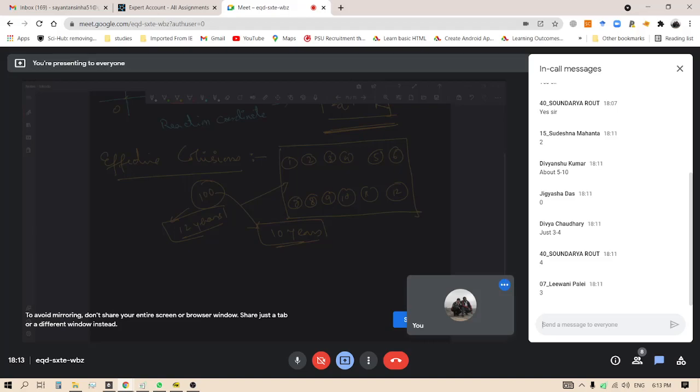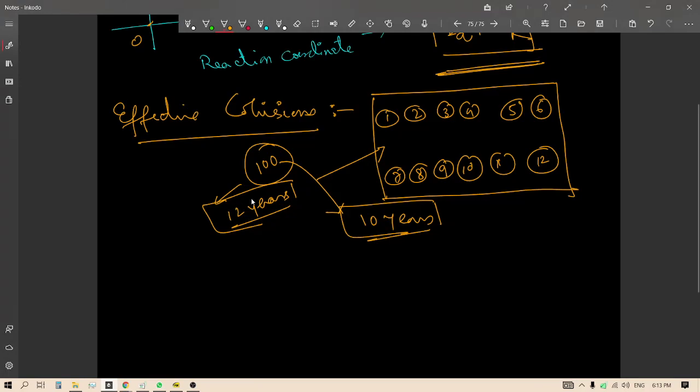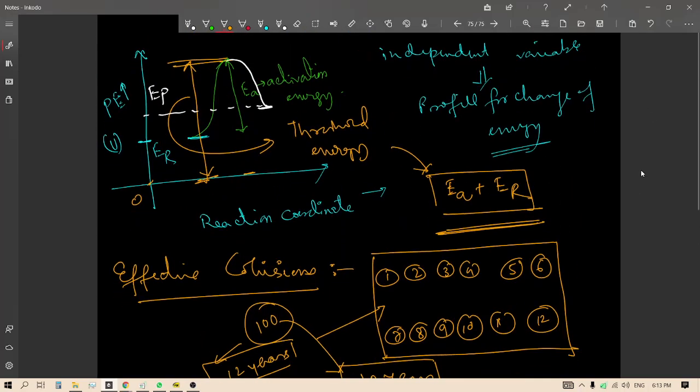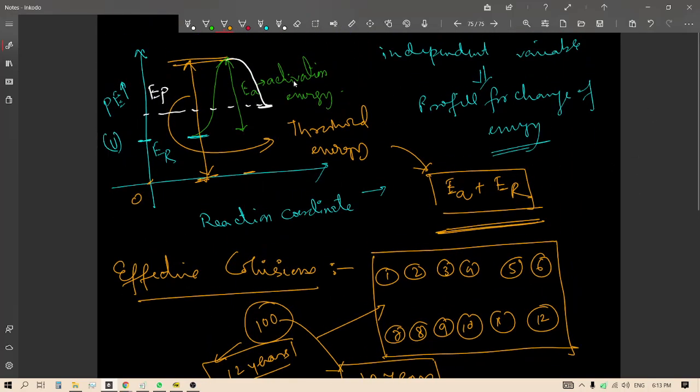Okay. Now, this number of collisions which are finally successful in bringing the reaction particles together and forming a product are called effective collisions. Now, if my reactant molecule takes this much amount of energy to go to an activated complex and the reaction is not completed there, it's a loss of energy, right?